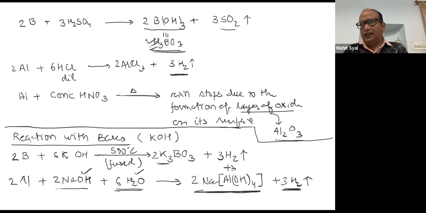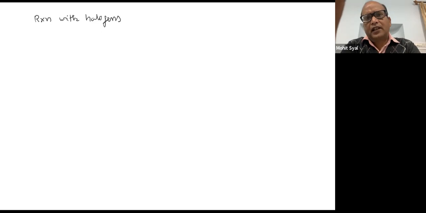Okay. Now let's move on to the next slide. The next thing is reaction with halogens. The halogens are fluorine, chlorine, bromine, and iodine, and they are very reactive. They can react very quickly with these elements. In fact, halogens can react with most of the elements because of their reactivity.